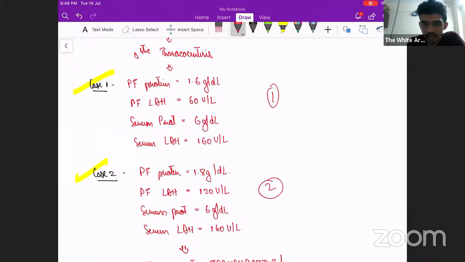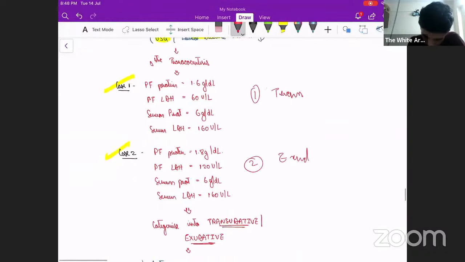Using Light's criteria, we'll find that 1 is transudative, 2 is exudative. Good. So how do we do it?